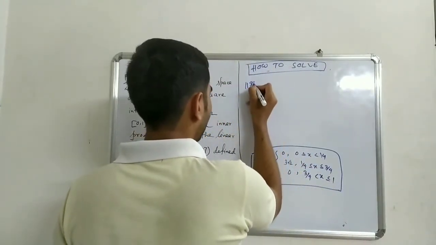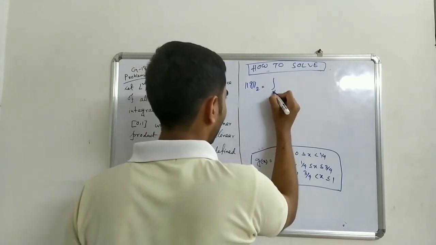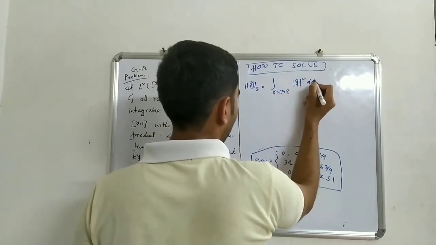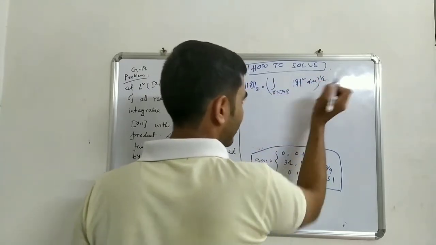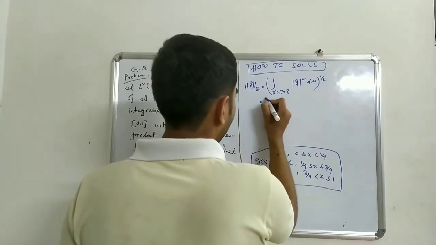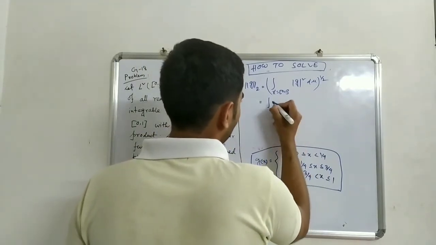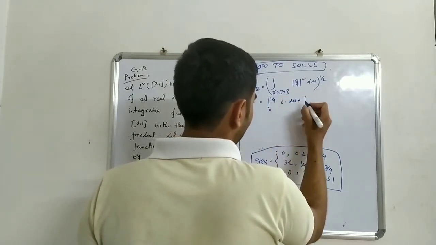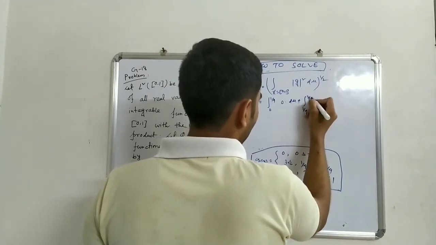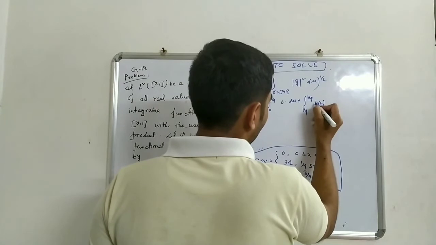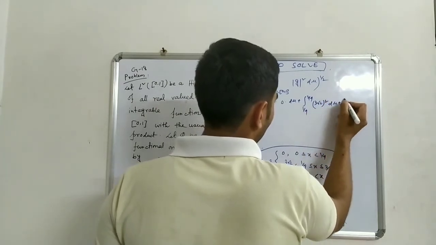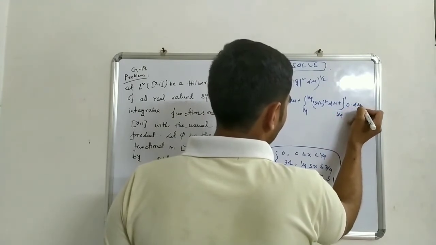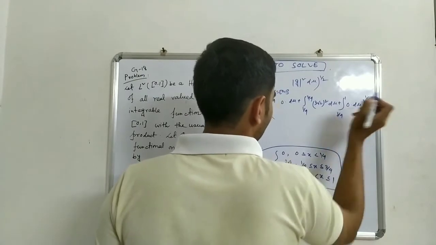Now norm of g in L2 is equal to integration over x in closed interval 0, 1 of mod of g square d mu, to the power half. Clear? And this is equal to integration 0 to 1 by 4 of 0 into d mu plus integration 1 by 4 to 3 by 4 of 3 root 2 a whole square d mu plus integration 3 by 4 to 1 of 0 into d mu, to the power half. Clear?